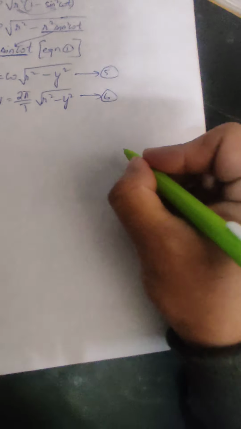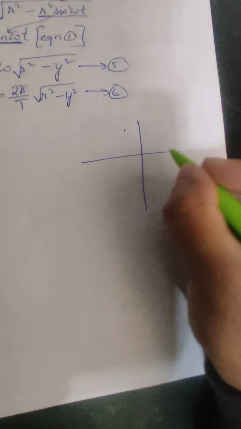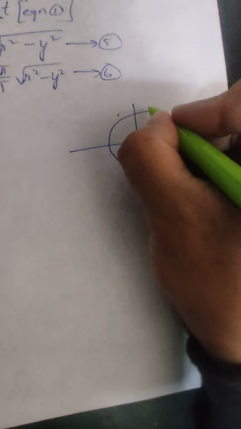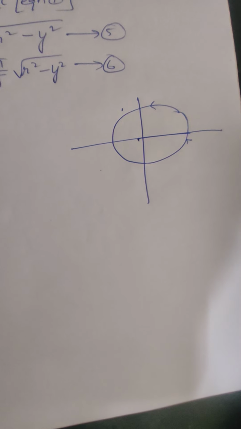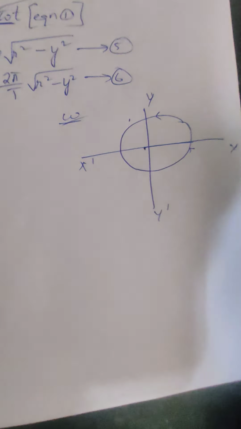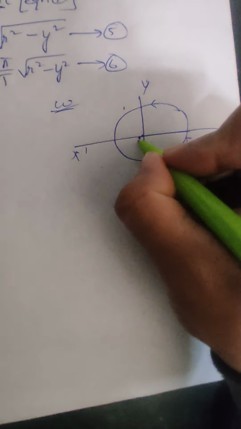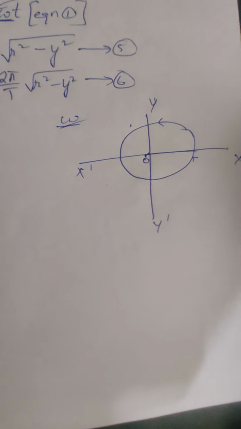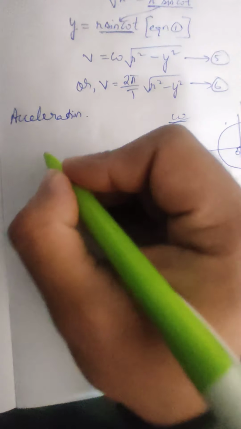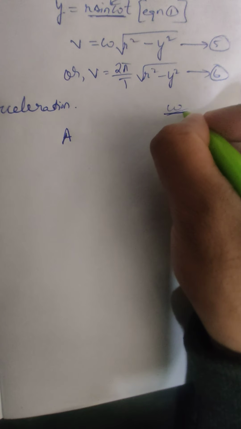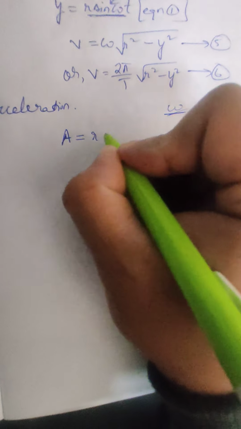Now consider a particle again moving in a circular motion in an anti-clockwise direction, and let the angular velocity be omega. This is the y-axis and this is the x-axis, let the center of the reference point be O, and let the radius again be r. Now how do we represent centripetal acceleration? Let us use capital letter A. Centripetal acceleration is equal to r omega square.